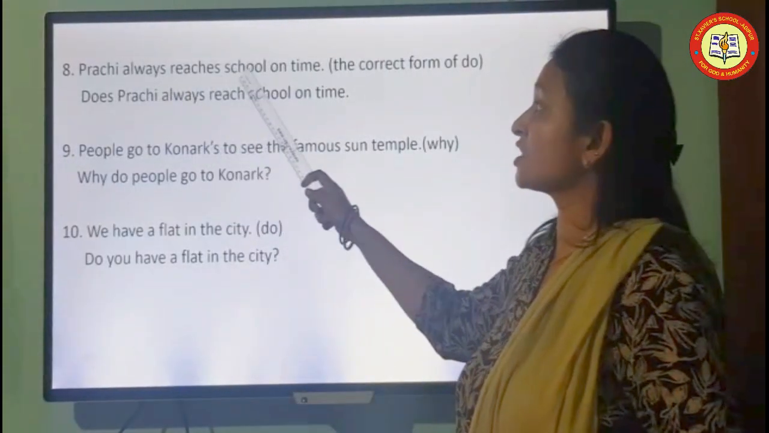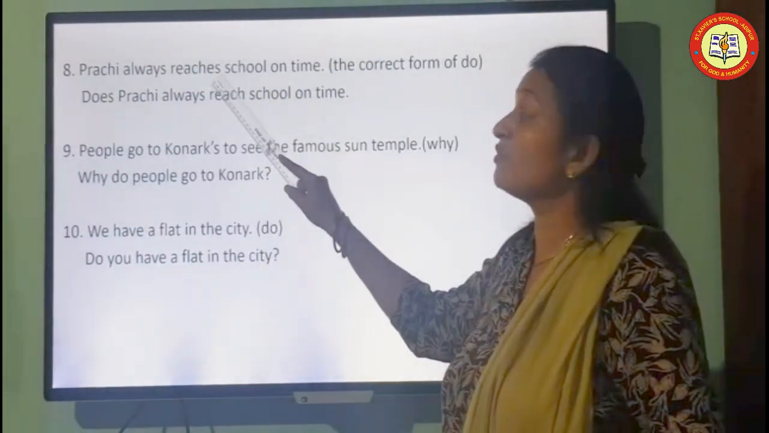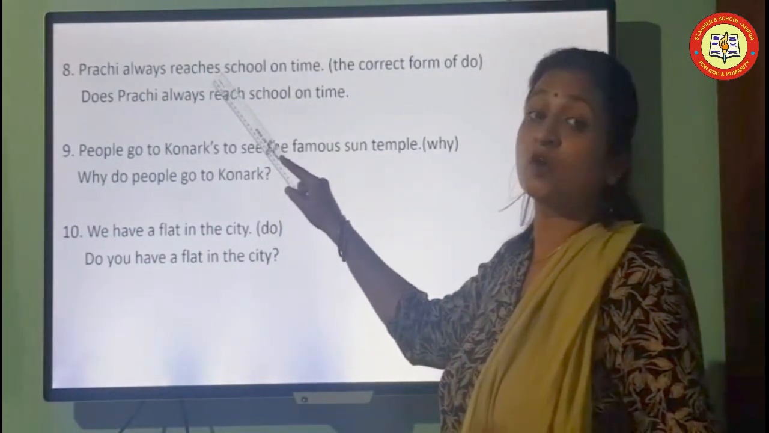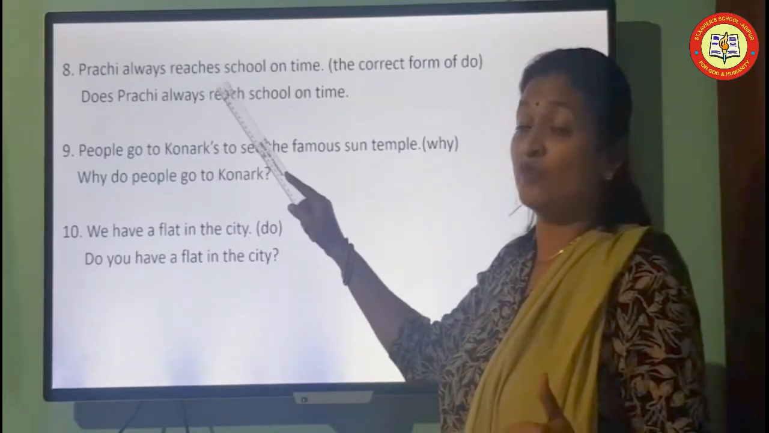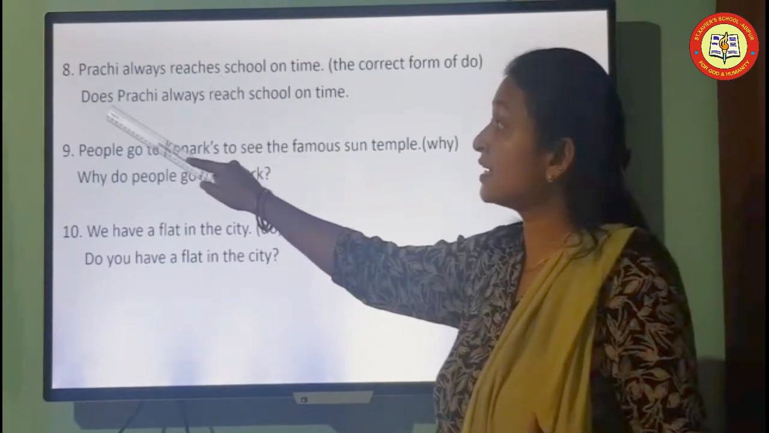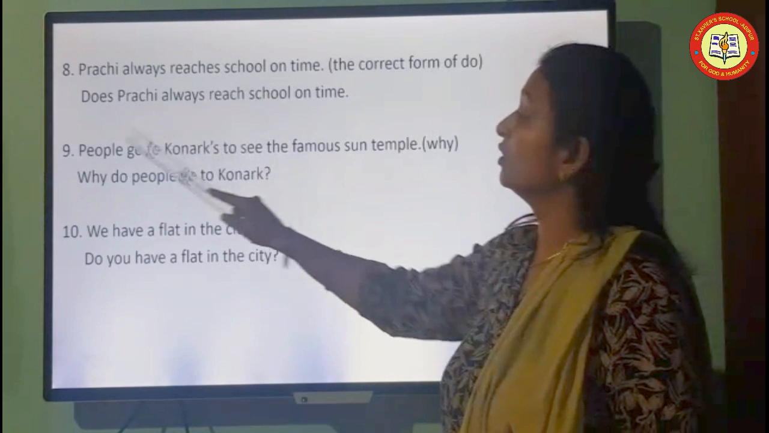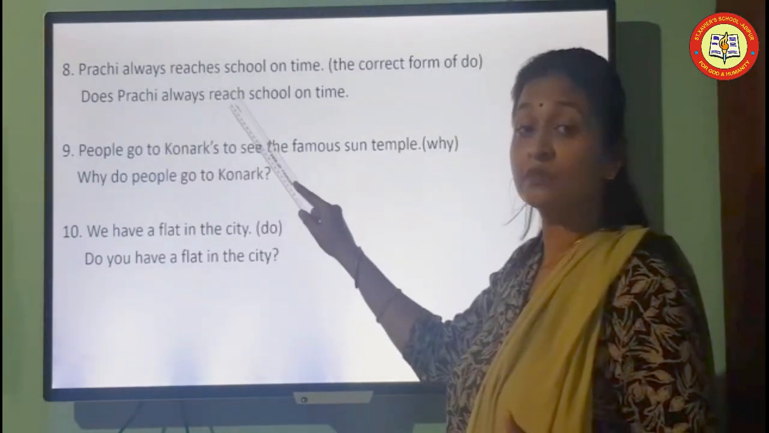Prachi always reaches school on time. Now here, see, in the verb S is mentioned. So whenever S is there in the verb, it is always does. When the verb is in past tense, you write did, and when S is there in the verb, you will write does. So does is the correct form of do. Does Prachi always reach? Reaches will become reach.